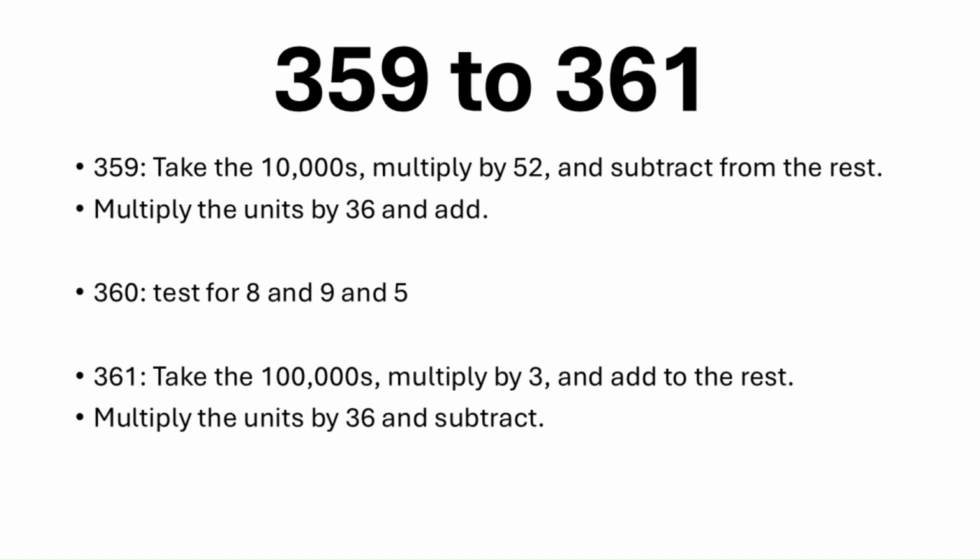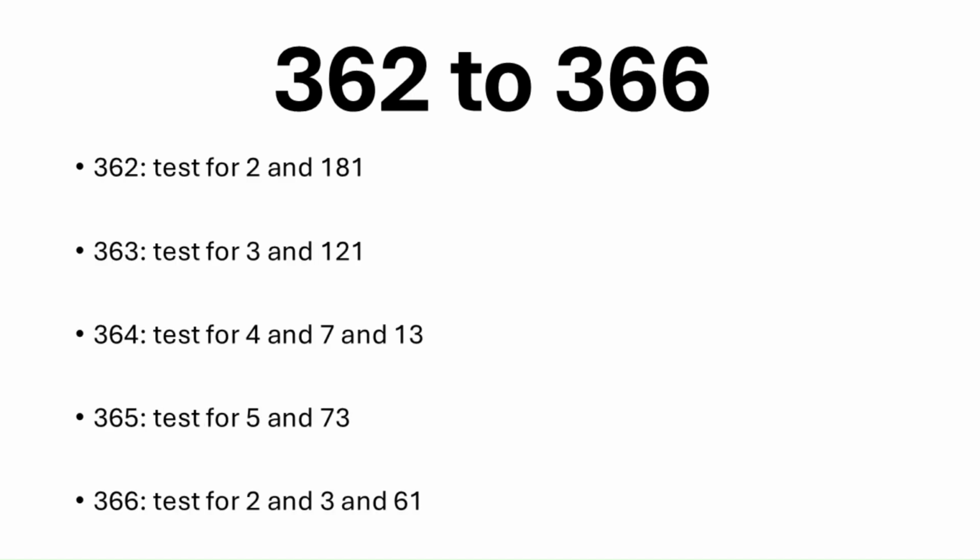361, take the 100,000s, multiply by 3, and add to the rest. Multiply the units by 36 and subtract. 362, test for 2 and 181. 363, test for 3 and 121. 364, test for 4 and 7 and 13. 365, test for 5 and 73. 366, test for 2 and 3 and 61.